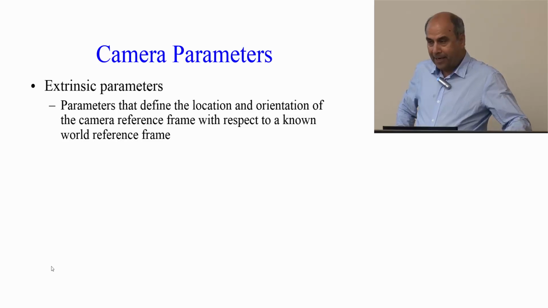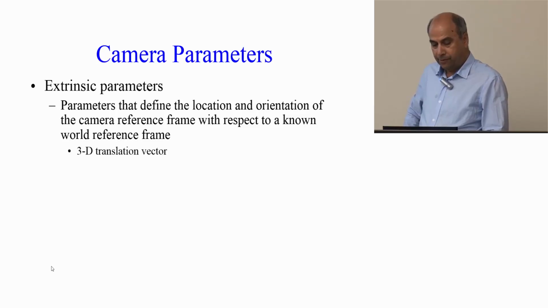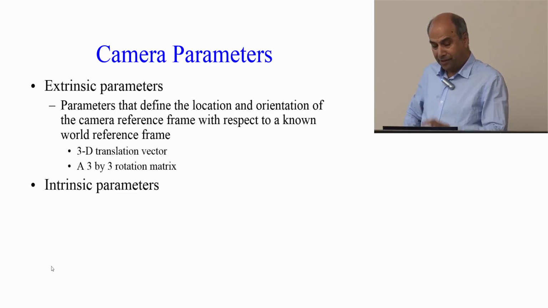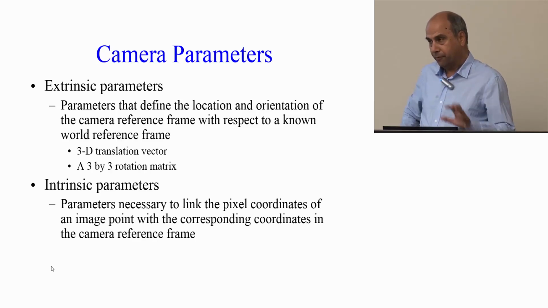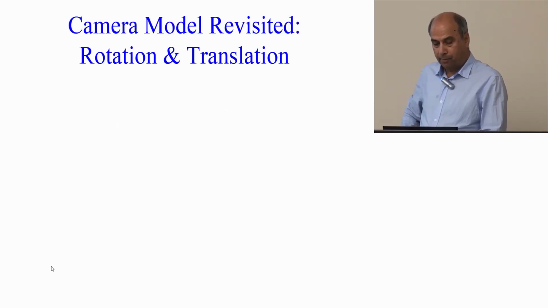And so again, extrinsic parameters are the external parameters which define the location and the orientation of a camera. These are 3D translation and 3D rotation. And intrinsic parameters are the internal parameters of the camera, which are the focal length and all other things. Okay, so we are going to talk more about that.